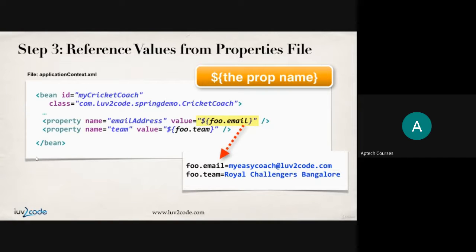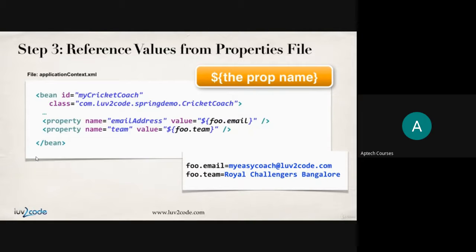and then I'll include the value of my easy coach at Love to Code. And then here I do a similar thing for the team. So I reference that property name foo.team, and again, based on information from the properties file, it'll actually put in the value of Royal Challengers Bangalore. So that's basically it. You can add additional props in there as you like and simply reference them.